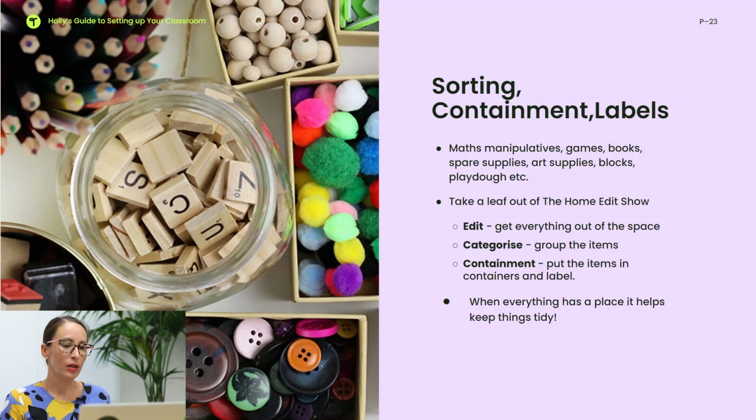So all of my crepe paper went in one box, and I'd put a little label on that. All of my feathers and pom-poms and all those sorts of things would go in another box. It just made it super easy. When I needed to get things out, I knew where they were. And I just put there, when everything has a place, it helps keep things tidy. I'm not promising that your classroom is going to be tidy every single day, but it definitely helps.